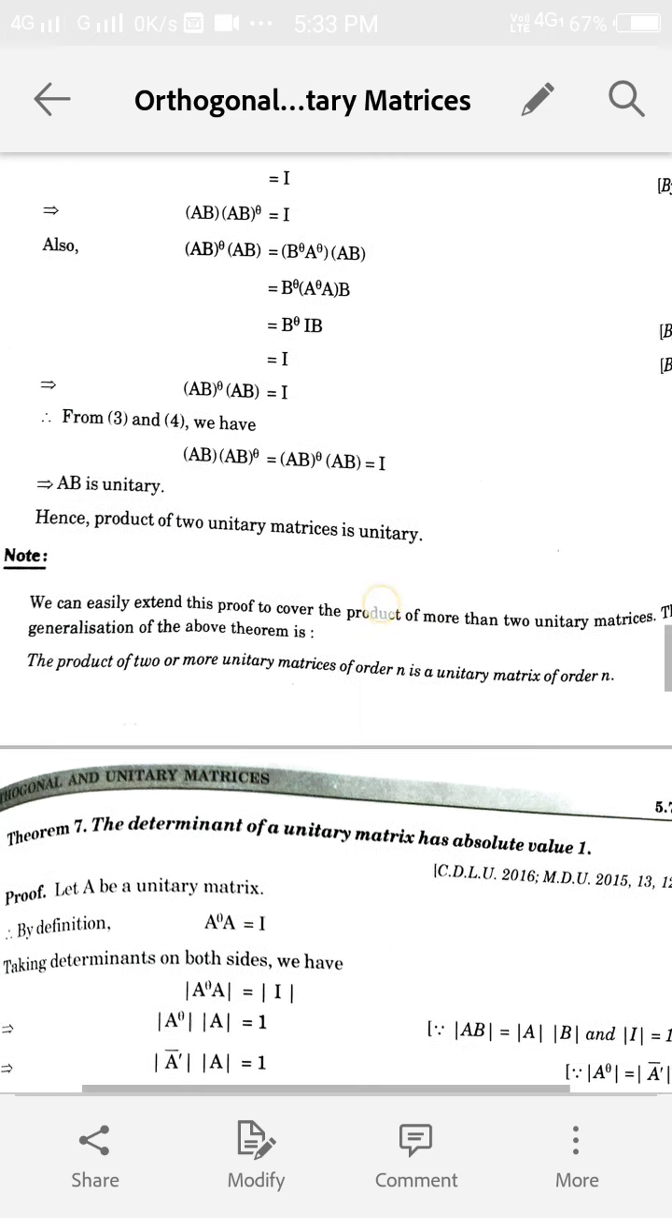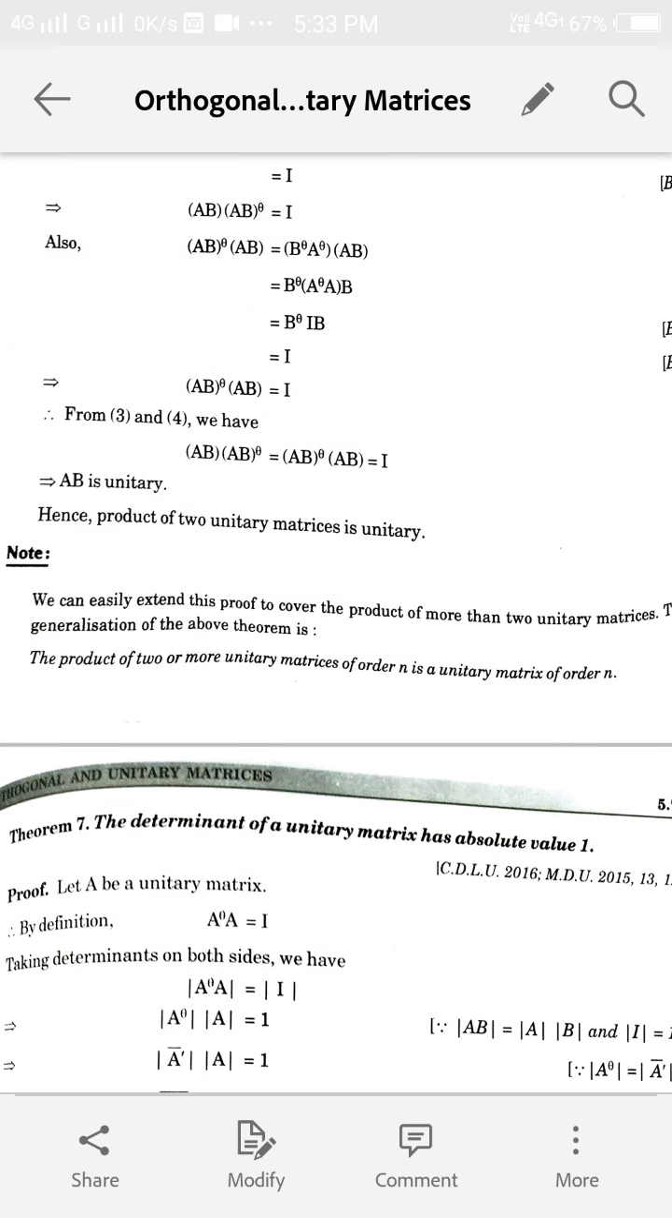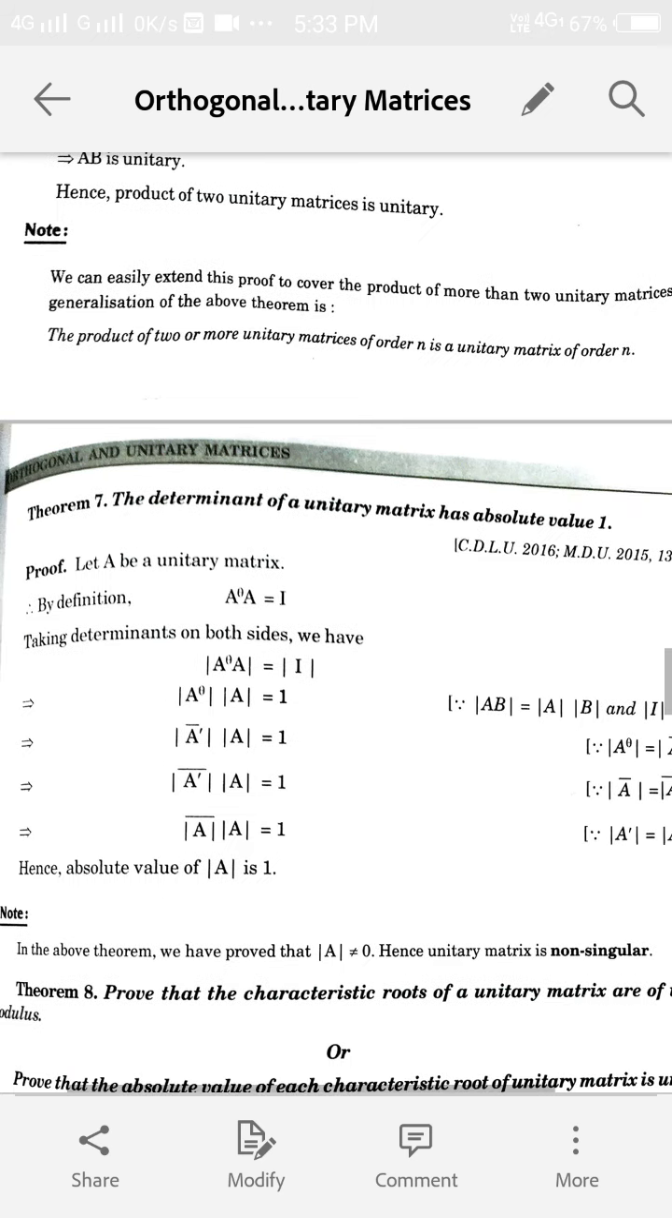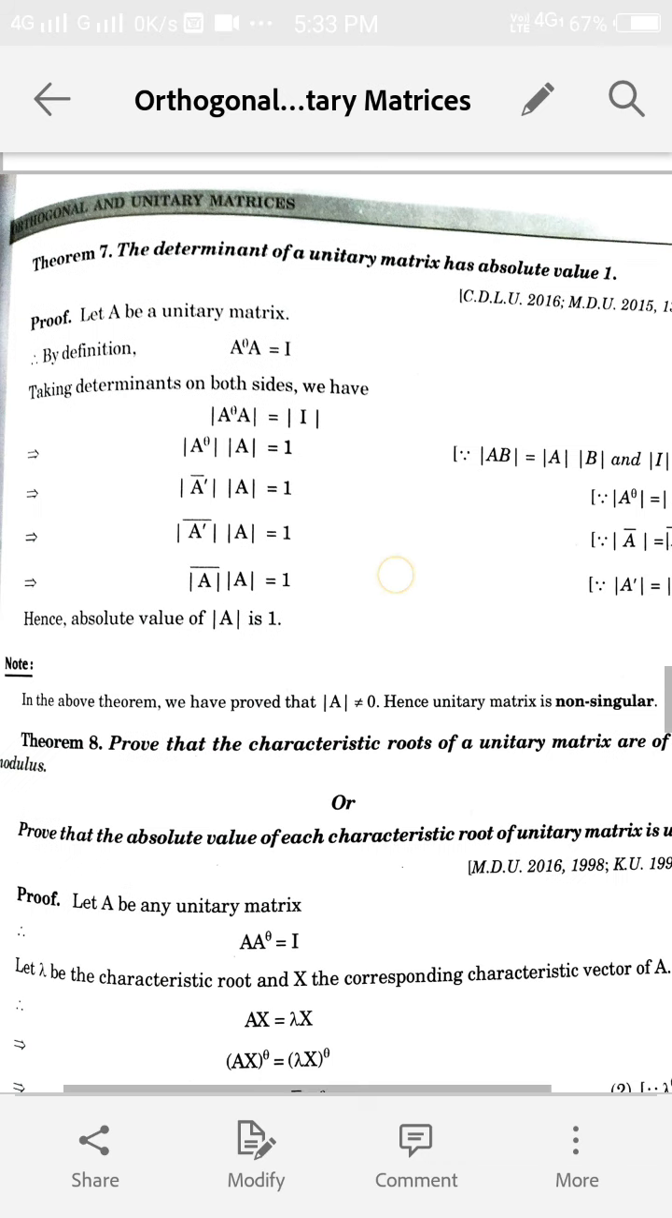And we can also generalize this result from 2 to 3 to 4 to n matrices. That is, if there are n unitary matrices of order n, then their product will again be a unitary matrix. Now move on to the next property.